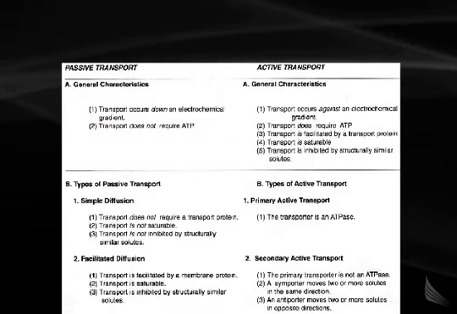Passive and active transport have certain characteristics that are important to know. Passive transport occurs down an electrochemical gradient, and therefore ATP is not required for this process. However, simple and facilitated diffusion have some characteristic differences. In simple diffusion, you do not require a transport protein. Therefore, this process is not saturable and is not inhibitable.